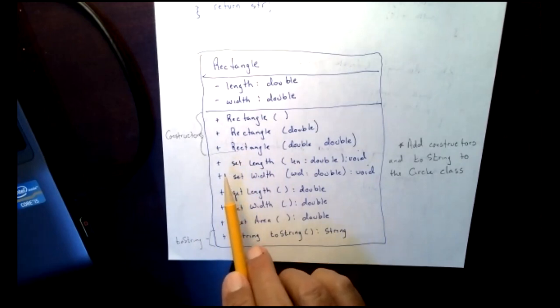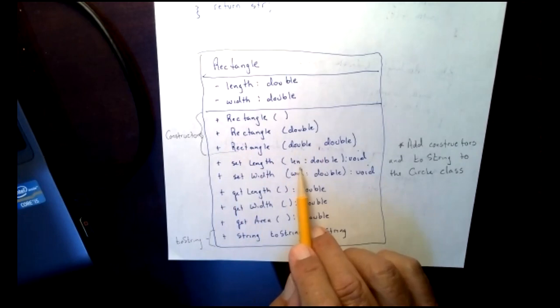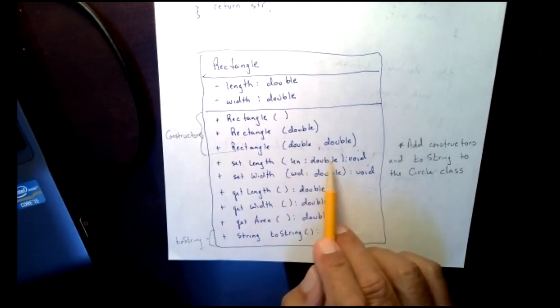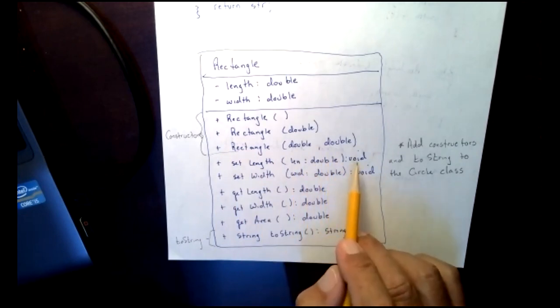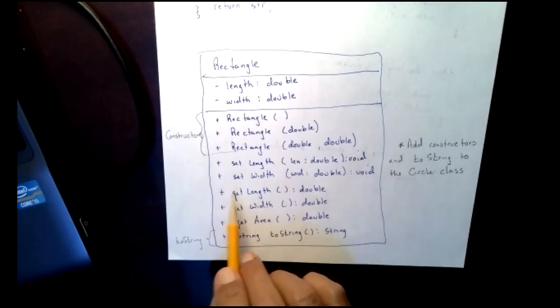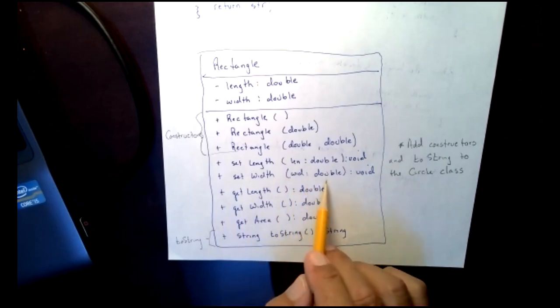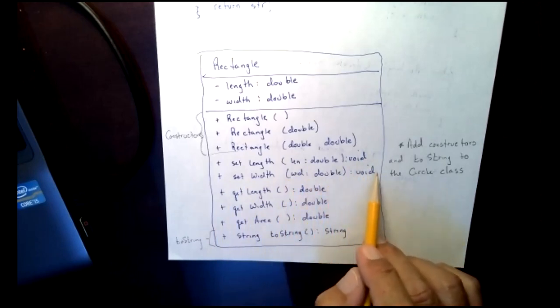Then I had my sets, which were my mutator. I have pluses in front of them. Plus setLength, parentheses, len, double coming in, parentheses. And then I have the word void after it because this is a void function. Then I have plus setWidth, parentheses, wid, colon, double, parentheses, void after it because it's a void method.